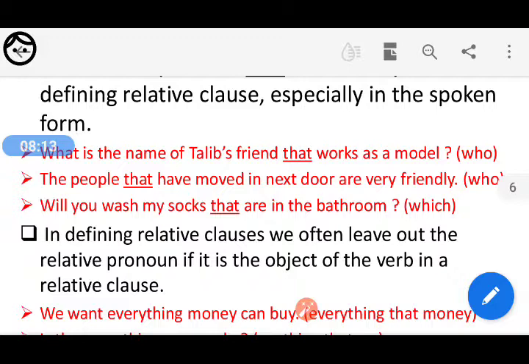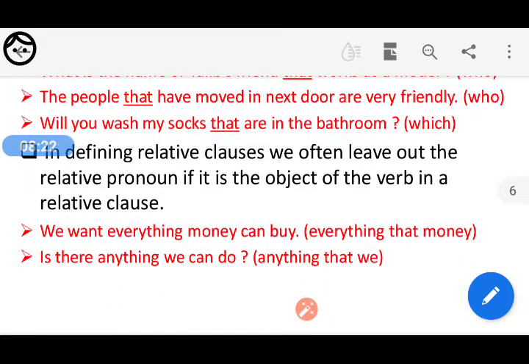In defining relative clauses, we often leave out the relative pronoun if it is the object of a verb in a relative clause. You see here in this example, we want everything money can buy. We want everything that money can buy. We have left out that. Is there anything we can do? Is there anything that we can do?